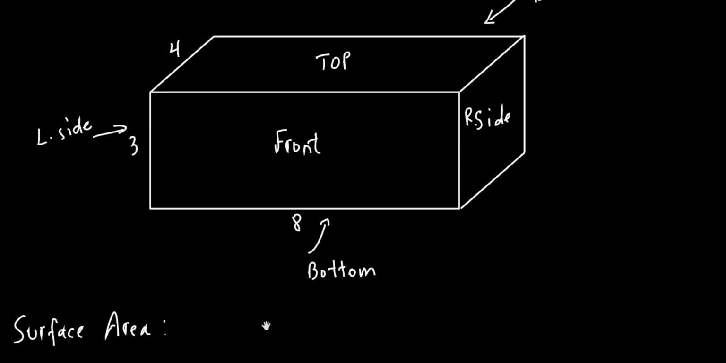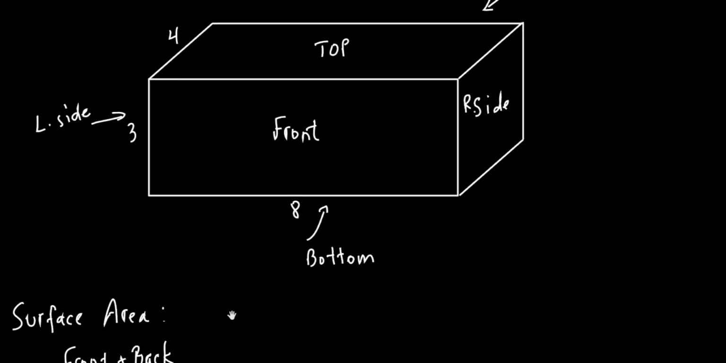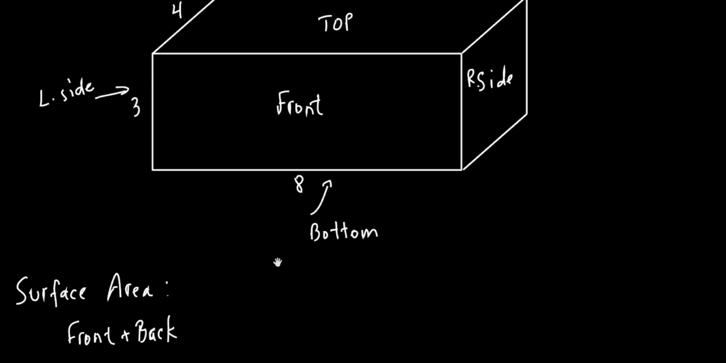So let's start listing them. Surface areas. So let's do the front and the what? And the back, because they're exactly the same. The front and the back are exactly the same shape. All right, so if I find the front, I just add it again, and I got the front and the back. Yes?